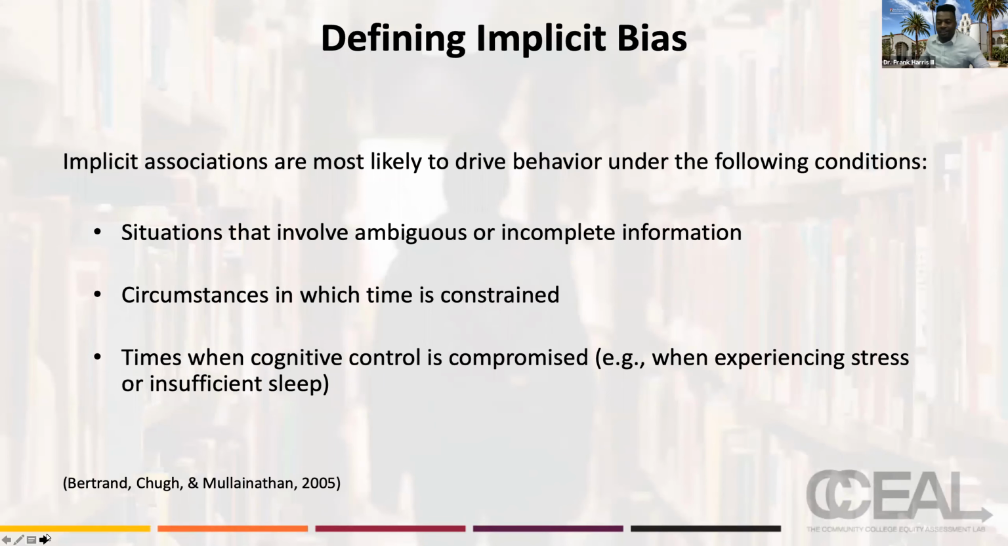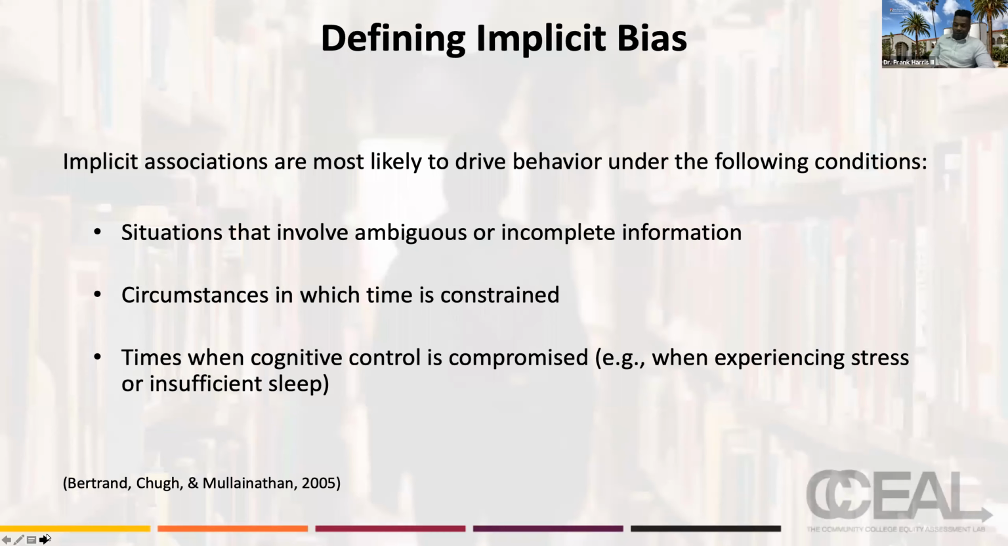The research also tells us this, and this is important. System one thinking and, by default, implicit bias is most likely to be activated when the following three conditions are present. First, when we're in situations that involve ambiguous or incomplete information, so we don't have a lot of information, or the information that we have is unclear, or just confusing in some respects. Second, situations in which time is constrained.